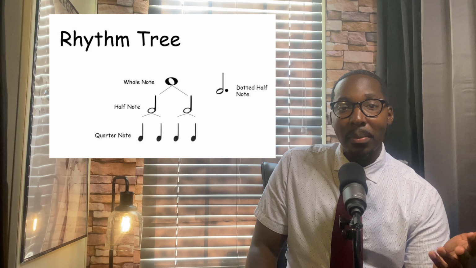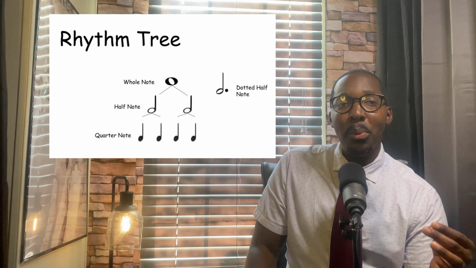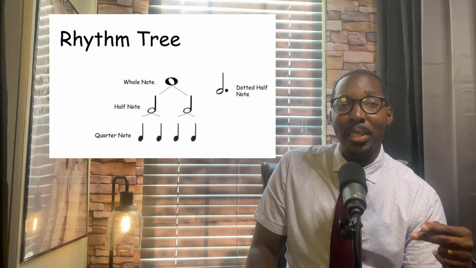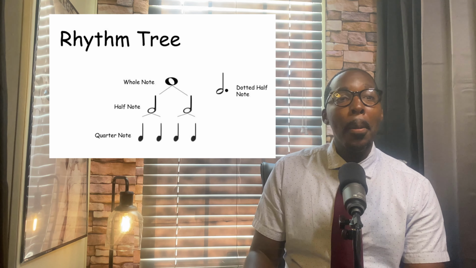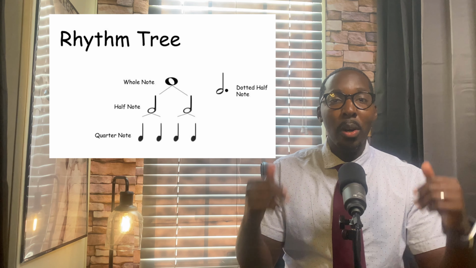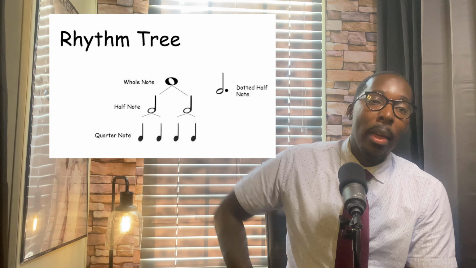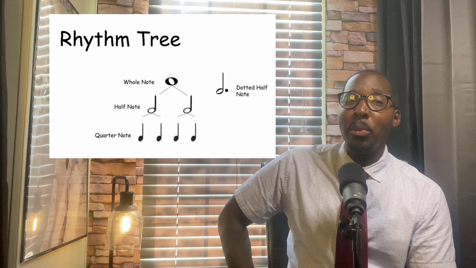Easy, right? Counting to 4 is easy. 1, 2, 3, and 4. You have a half note on this side, which is counts 1 and 2. Have another half note on the other side, which is 3 and 4. 1, 2, 3, and 4 fits inside of that 1 whole note. And you have 4 counts. And we're taking it a step further.